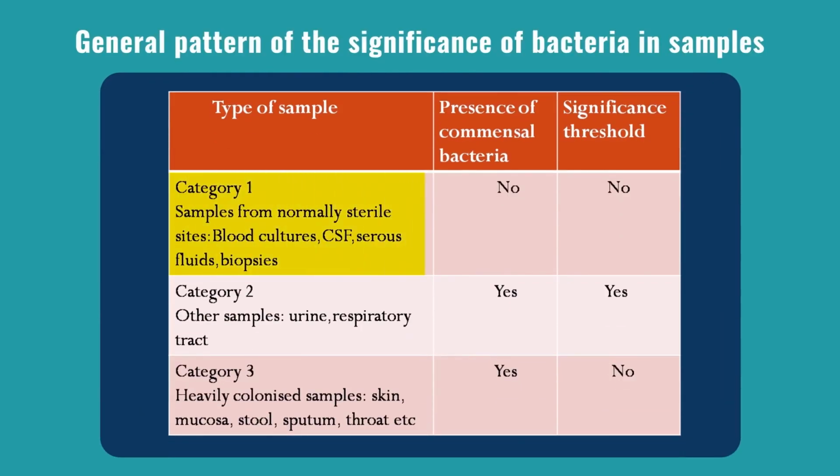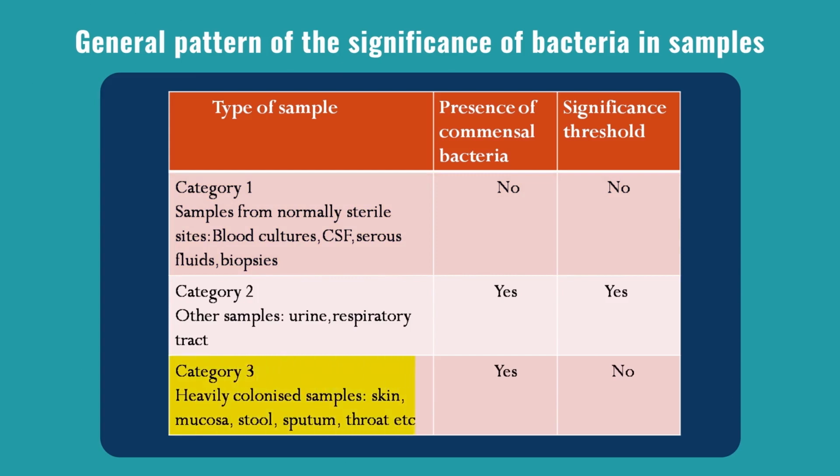Clinical specimens for microbiology can be broadly categorized into two. One category is those samples which are obtained from normally sterile sites. So in these sites, you don't expect any bacteria to be normally present, like blood, pericardial fluid, pleural fluid, etc. So even a single colony will be significant.